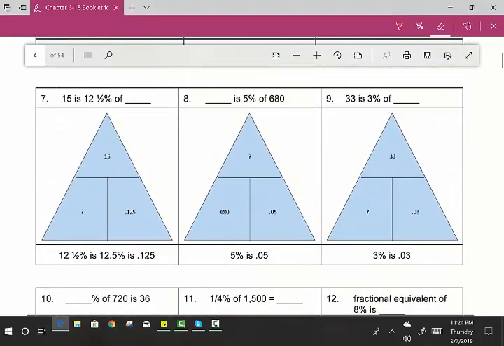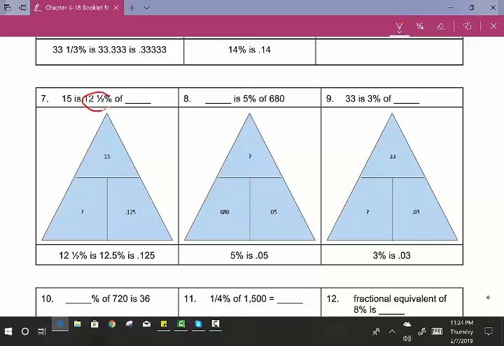Okay, let's move up to the next one, number 7. 15 is 12.5% of some number. First of all, I can recognize the 12.5% as being the rate. And then the number that follows percent of is your base. And the number associated with is or equal is your part. So we're solving for the base. And the base is equal to the part divided by the rate.